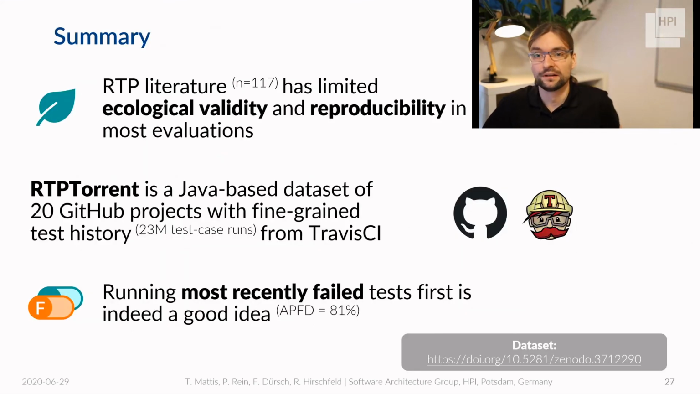So to sum this up, in literature we found very limited ecological validity and very limited reproducibility, and we wanted to fix that in our own studies. So we collected RTPTorrent, which is a dataset of 20 Java-based projects from GitHub and Travis CI. And this contains 23 million test case runs, which are very fine-grained. And finally, we can say that if you're looking for a very simple regression test prioritization strategy, then running the most recently failed tests first is probably a good idea. So here's the dataset link, and I'm happy to answer any questions.